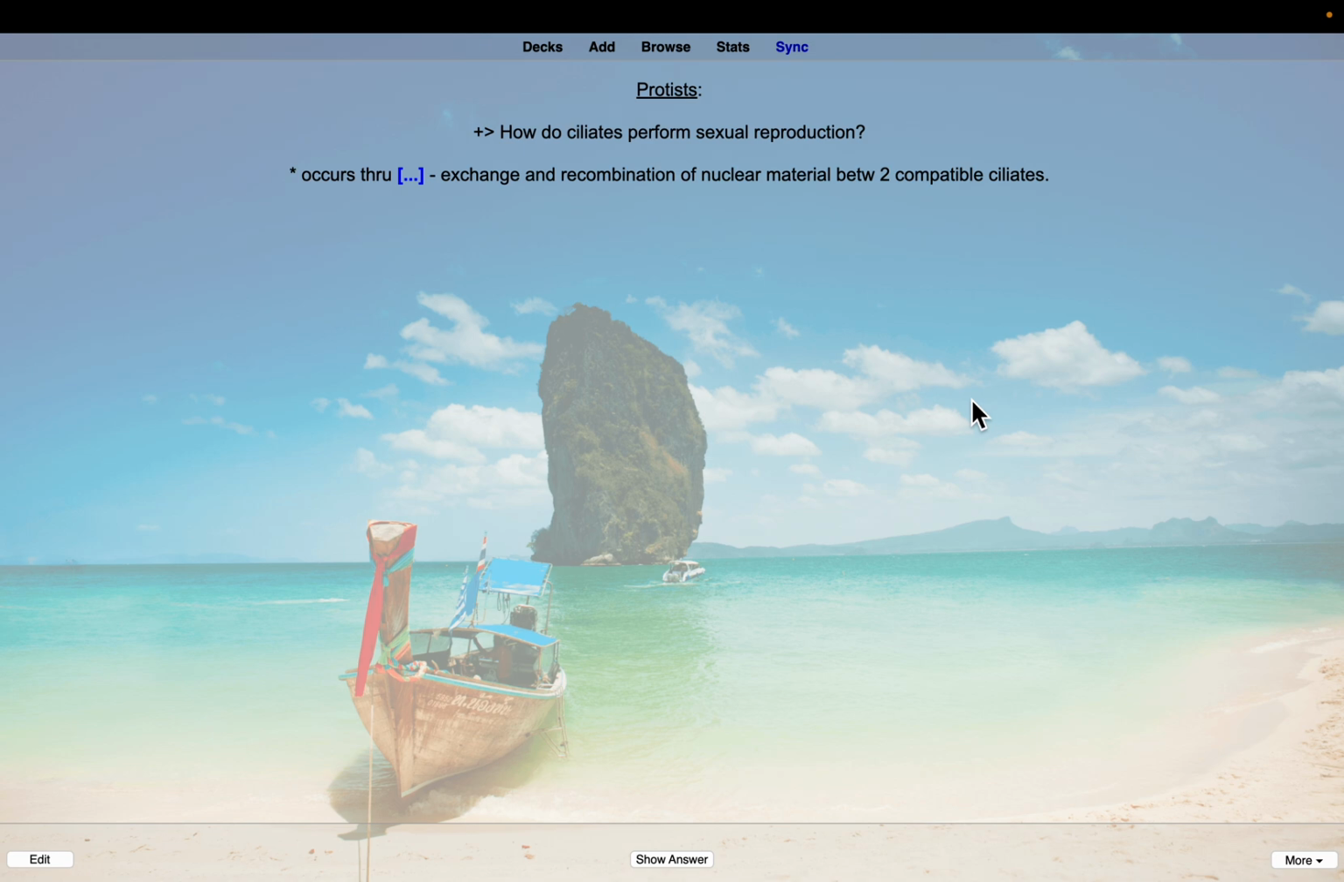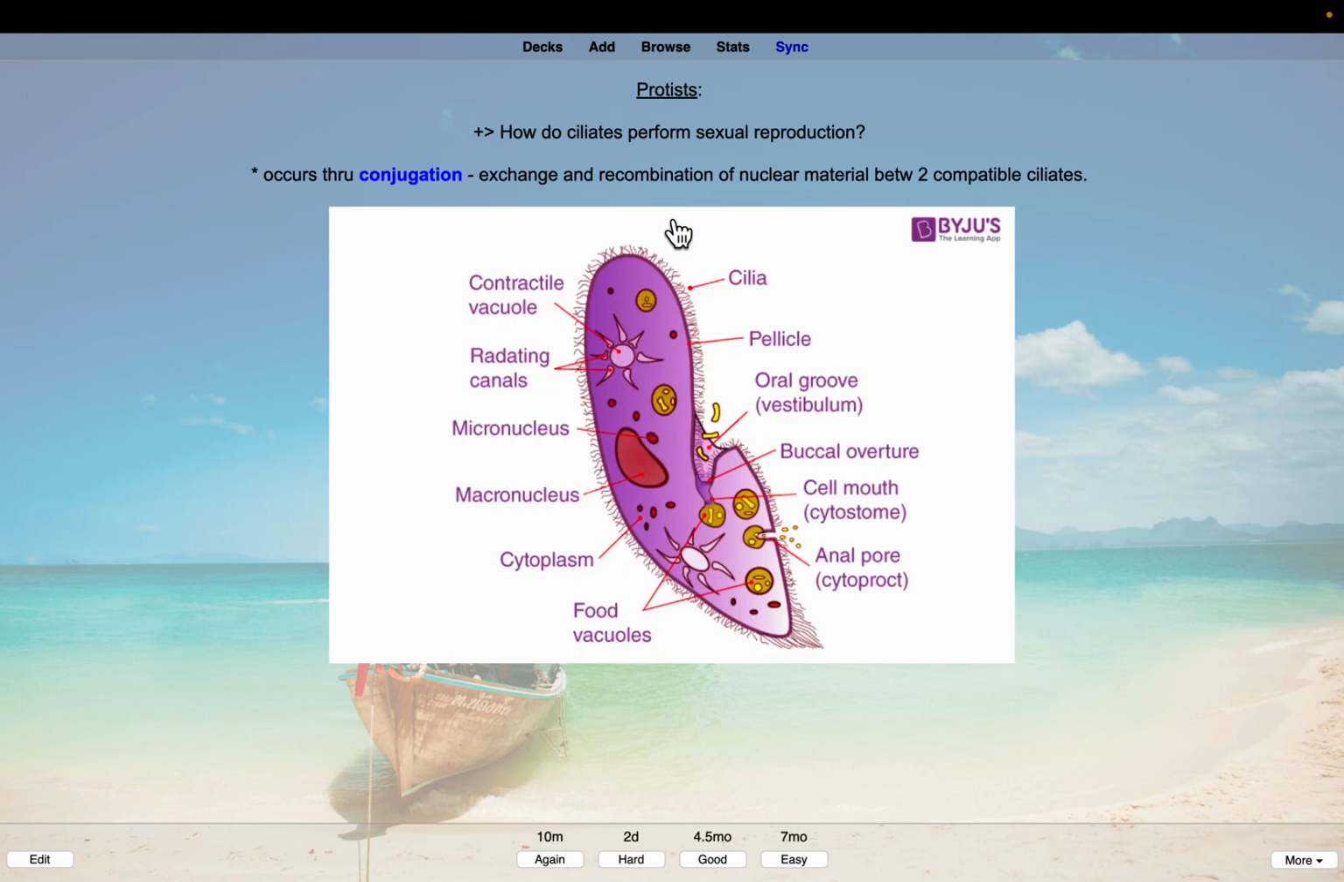Okay, protists. How do ciliates perform sexual reproduction? It occurs through conjugation. Conjugation is the exchange and recombination of nuclear material between two compatible ciliates.